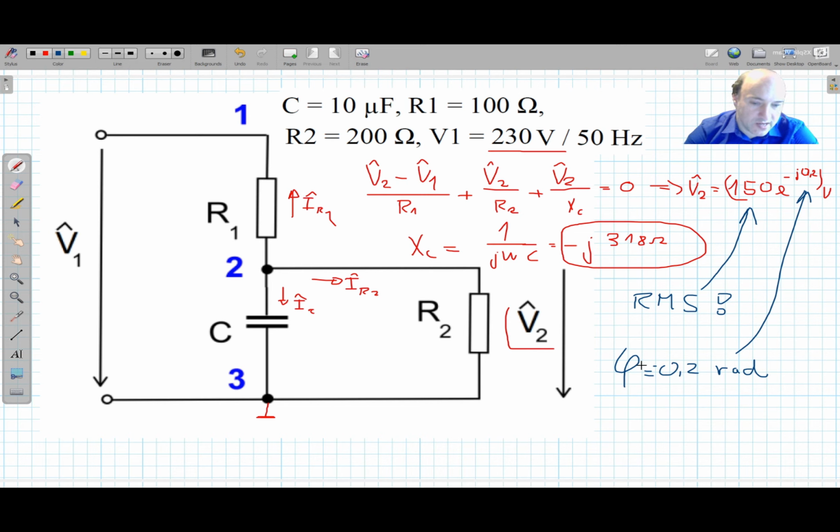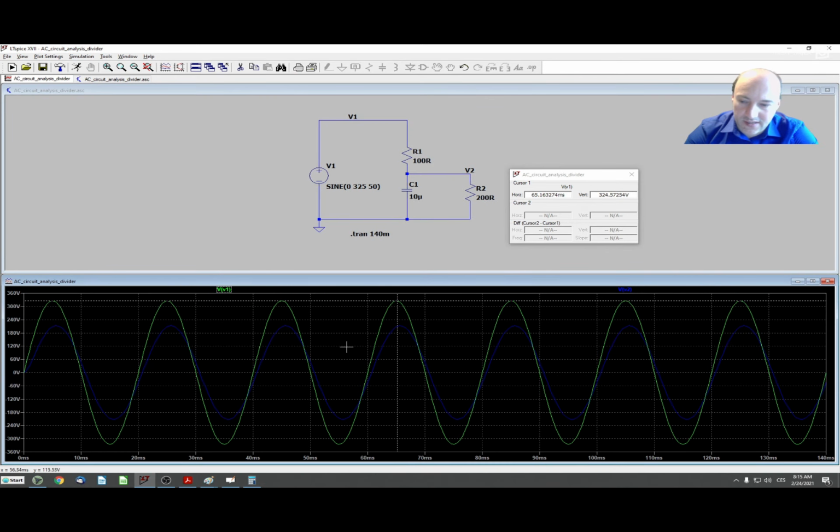Now the minus sign is telling us that the phase shift is going in the direction such as the voltage V2 is lagging behind the voltage V1. So in other words, the voltage V1 is charging the capacitor, and the voltage on the capacitor needs some time to follow the power supply voltage. So for this reason you can see that V2 is lagging the voltage V1.